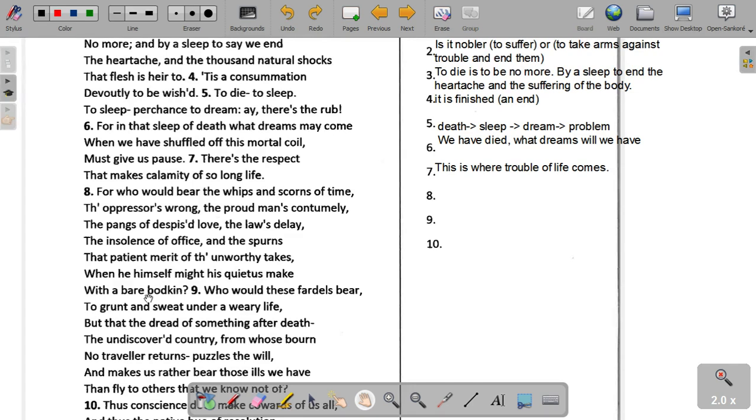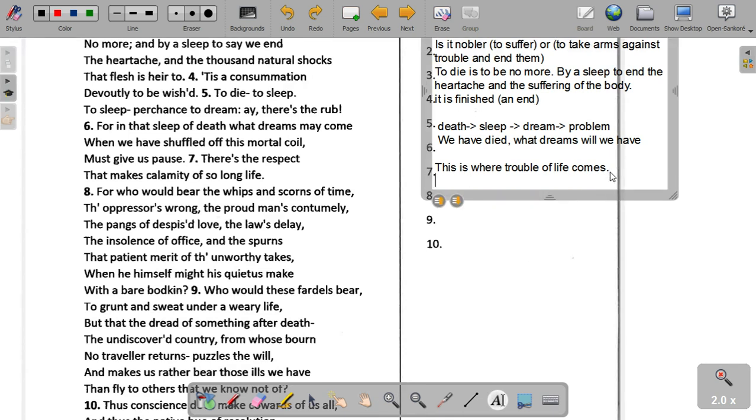So let's go through all these things that he's talking about here. So he's asking a question. Hamlet loves to ask questions. And here's the question he's asking. He's saying essentially here, who would bear, and then he has a whole bunch of things he says he would bear. Whips and scorns of time, the oppressor's wrong, the proud man's contumely. Well, let's talk about what contumely means.